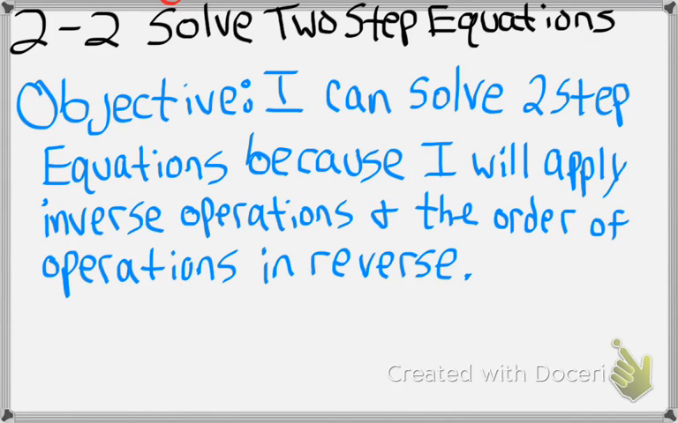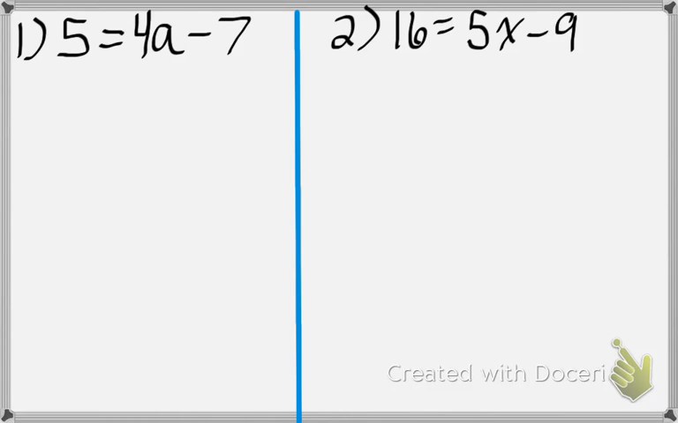Lesson 2 is all about solving two-step equations. And as a reminder, this was your objective that you need to remember. It says I can solve two-step equations because I will apply inverse operations and the order of operations in reverse. Inverse operations is how you move something to the other side of the equal sign. Order of operations in reverse means that's the order you should move things away from the variable. In other words, start with what's furthest away from your variable in most cases and work your way closer and closer. Let's do some examples.